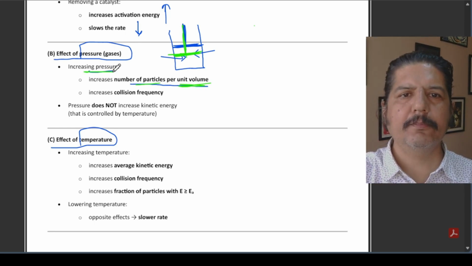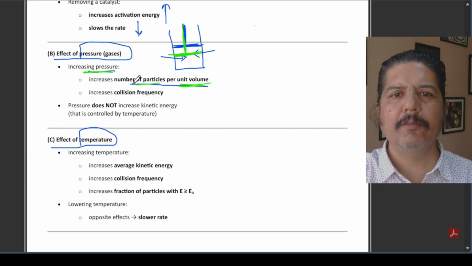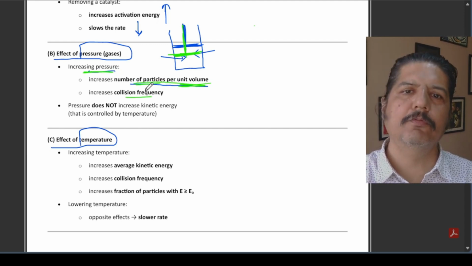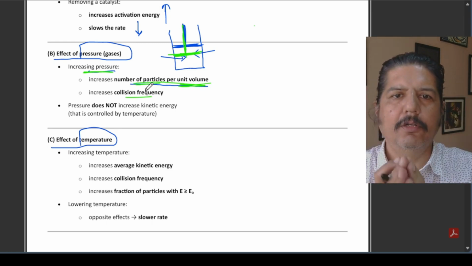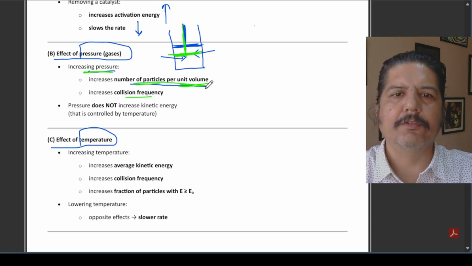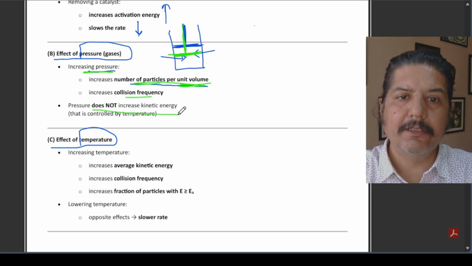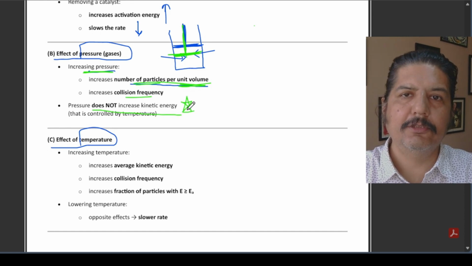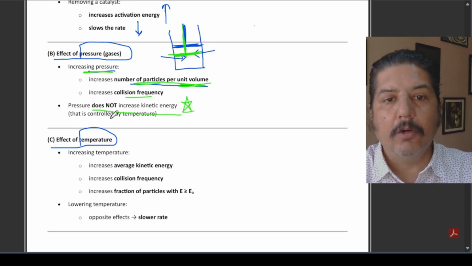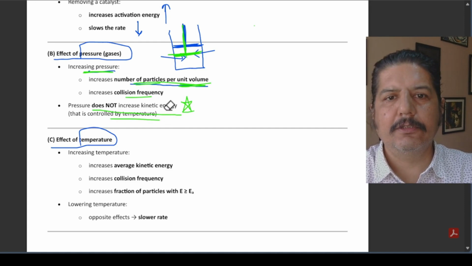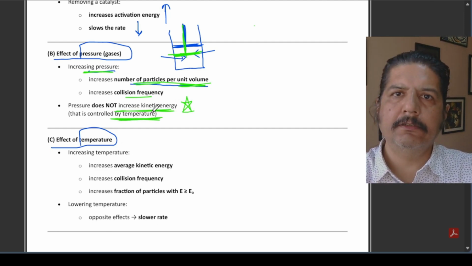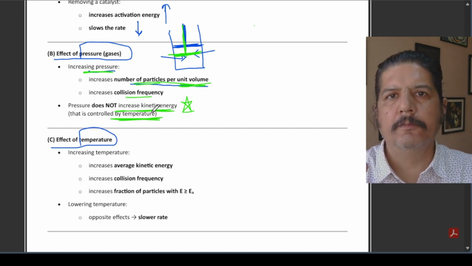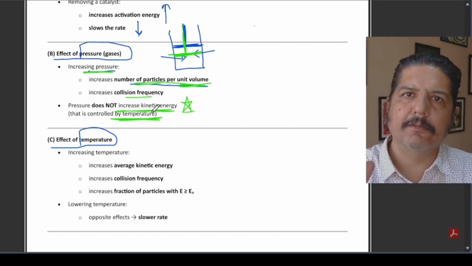So what does increasing pressure do? It increases the number of particles per unit volume. And of course, when more particles are squeezed into a smaller volume, the collision frequency increases. But the thing to remember is that the pressure does not increase the kinetic energy. This is something which you need to understand. The kinetic energy, always remember, just depends upon the temperature. This is a very important thing that you will also study in higher grades. The temperature just affects the kinetic energy of the molecules.